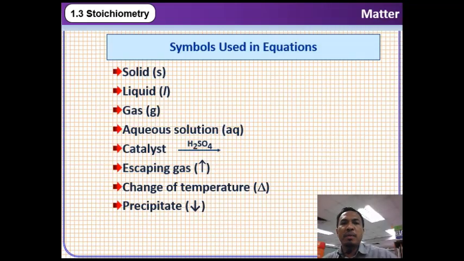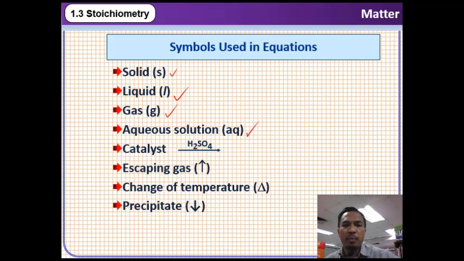Here I show you some important symbols that we normally use in equations. These are the symbols for phases. For solid phase, we use S in brackets. For liquid phase, we use L. For gas phase, we use G. For aqueous solution, and species involved in aqueous solution, we use aq, aqueous.